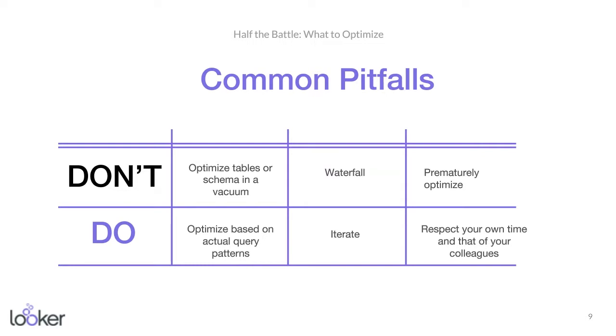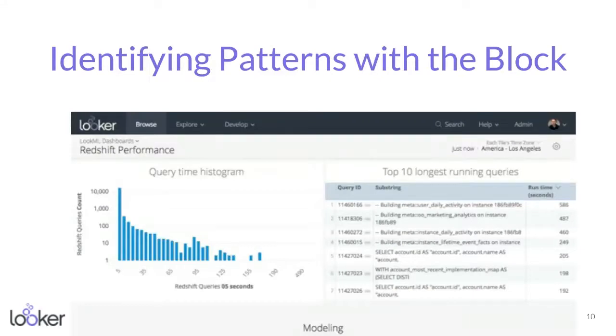So really, what we want to do now is get into a little bit more specifics. So how does the Redshift block really help you efficiently iterate on actual query patterns? What we've built inside Looker is this Redshift performance dashboard that's available with this block. And this dashboard is really your go-to and home base that you can use as a starting point when proactively working on Redshift optimization.